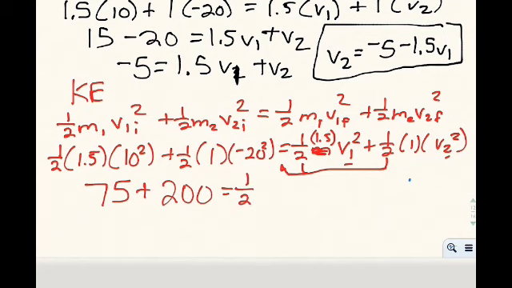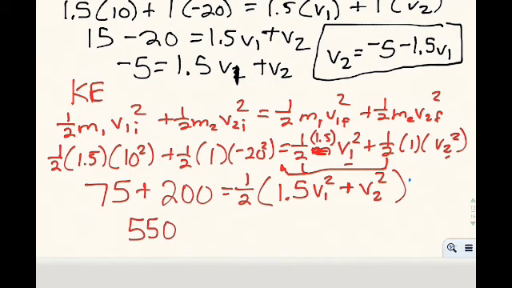So you get 1/2, and then whatever's left is 1.5 v1 squared plus v2 squared. Okay, so I'm going to go ahead and simplify it a little bit more. I'm going to add these two things together, and then I'm going to multiply both sides by 2. And when I do this, this ends up being 550 equaling 1.5 v1 squared plus v2 squared.